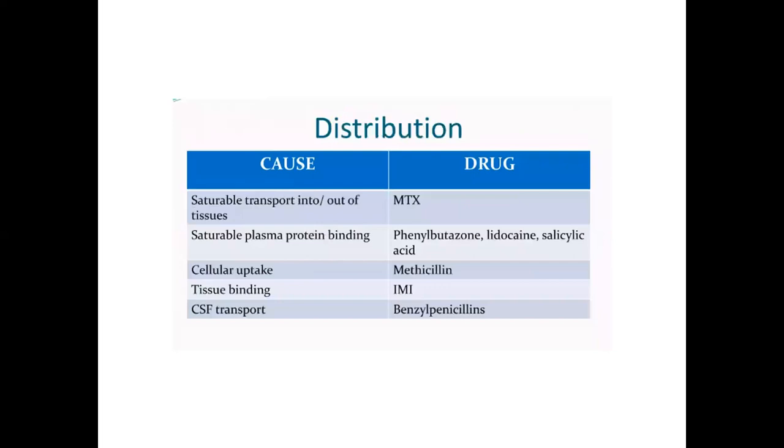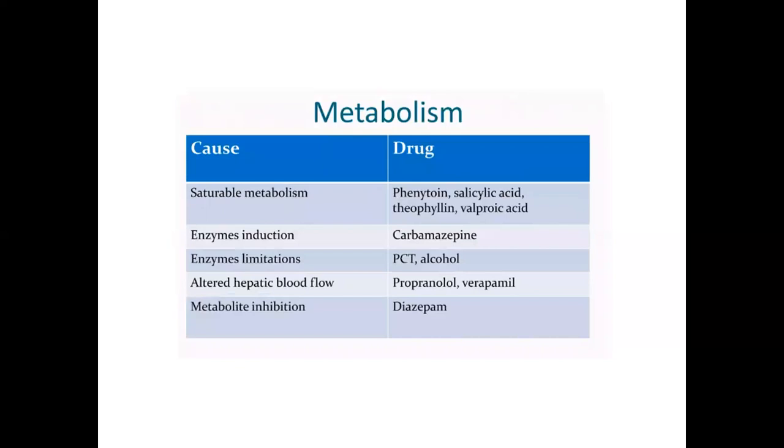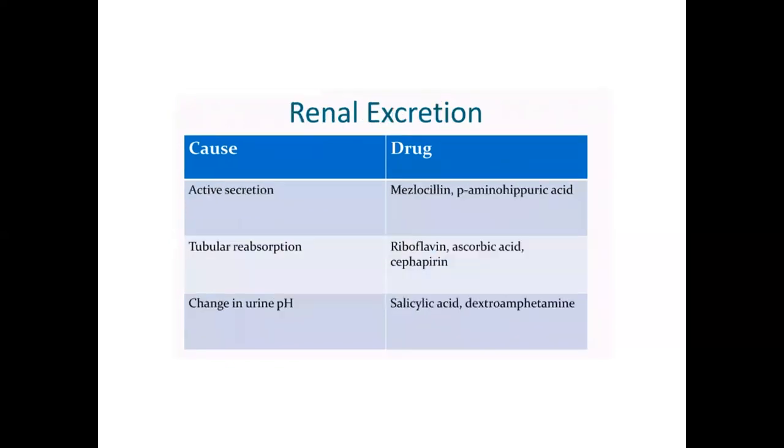During distribution, transport out of the tissues may occur with the drug MTX, and saturable plasma protein binding may occur with phenylbutazone, lidocaine, or salicylic acid. Cellular uptake may be disturbed by methicillin, tissue binding occurs with IMI, and CSF (cerebrospinal fluid) transport occurs with benzyl penicillins. For metabolism, there are drugs like phenytoin, carbamazepine, propranolol, and diazepam, and factors like enzyme induction, enzyme limitation, and metabolite inhibition.